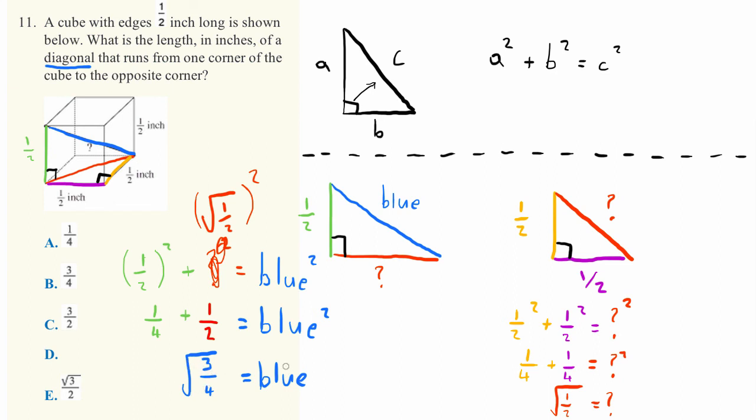There's a way to simplify this. We can rewrite it as the square root of 3 divided by the square root of 4. The square root of 3 we can't find, so that just remains the square root of 3. But the square root of 4 can be found. It's 2. If you didn't know that, you could have plugged these values into the calculator and realized that the correct answer is E.